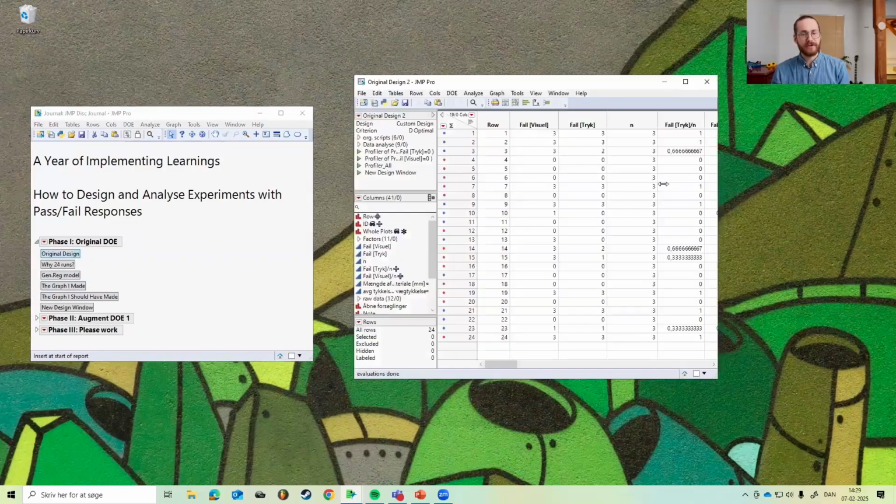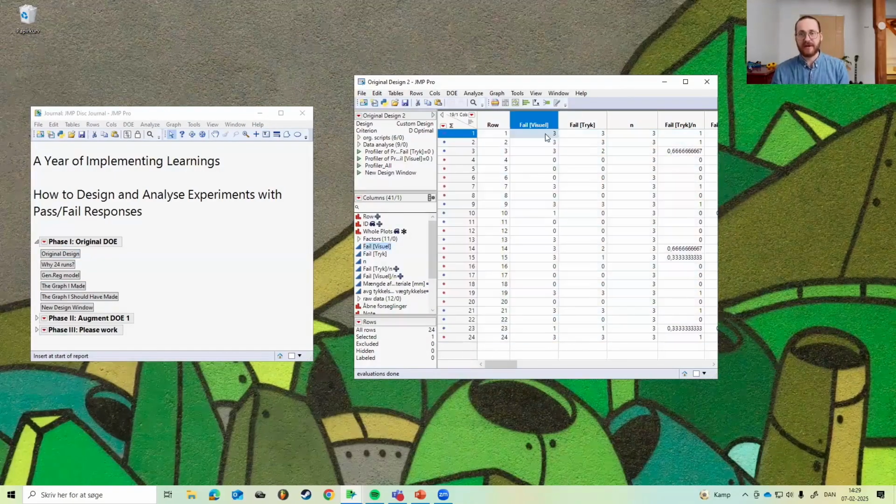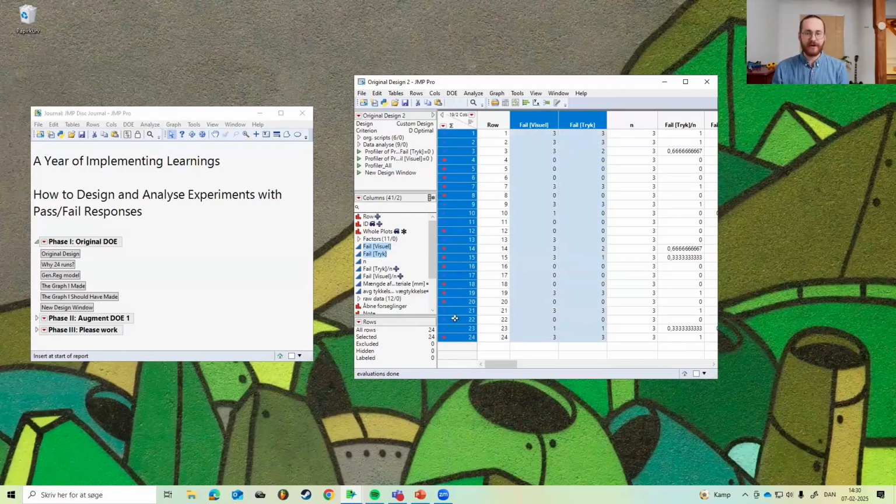So here's the original design, just to show you 24 runs, and you can see here, I have 3 that have failed. And I have a total of 3, and then how many failed visual and how many failed at pressure. So for this run, you can see whatever setting it had 3 runs with 0 visual fails or 0 pressure fails. Now, why did I end up with 24?